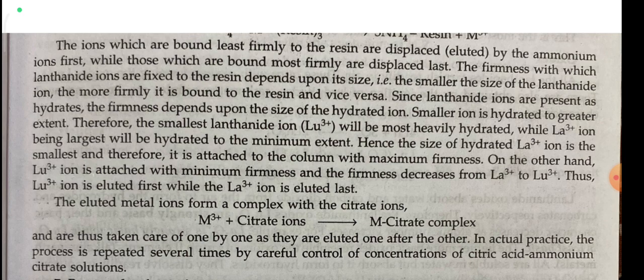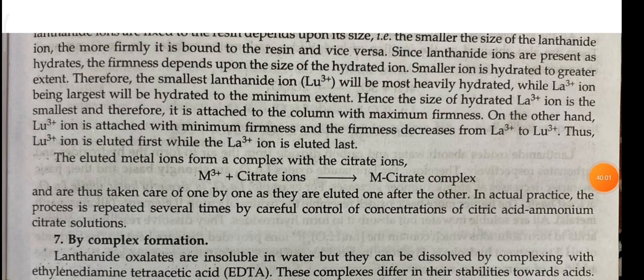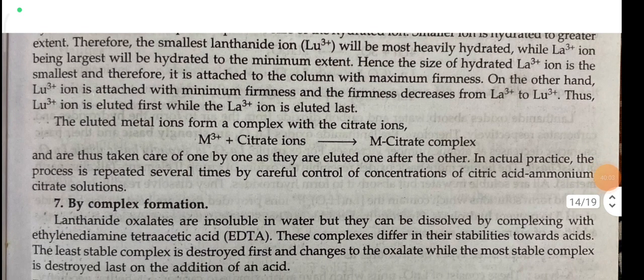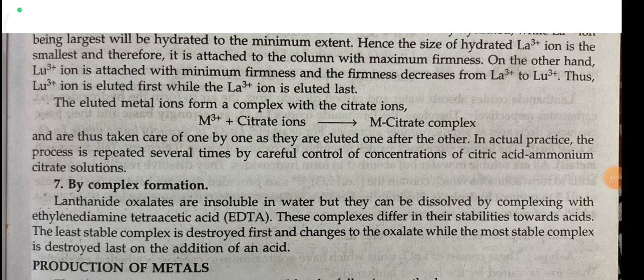Hence, the size of the hydrated La3+ ion is the smallest and therefore it is attached to the column with maximum firmness. On the other hand, Lu3+ ions are attached with minimum firmness, and firmness decreases from lanthanum to lutetium. Thus, Lu3+ ion is eluted first while the La3+ ion is eluted last.